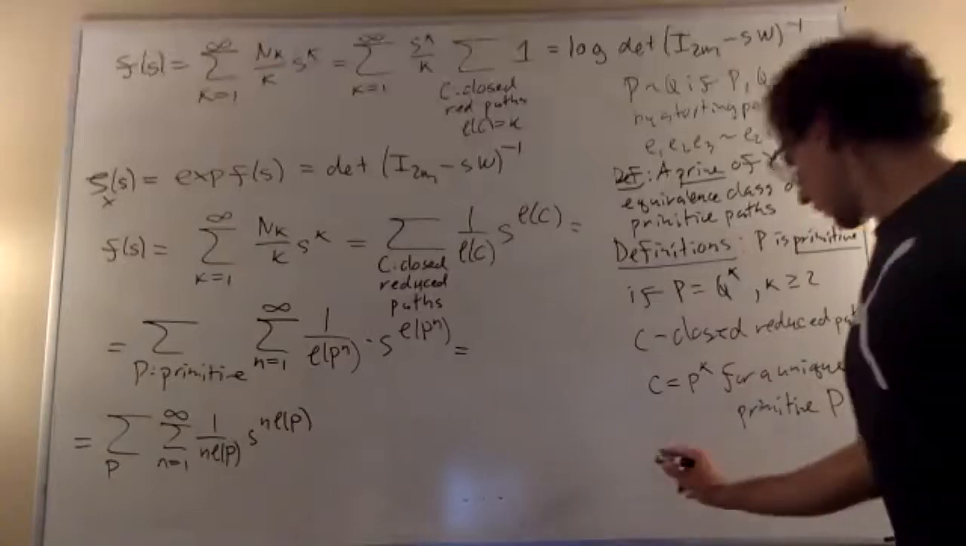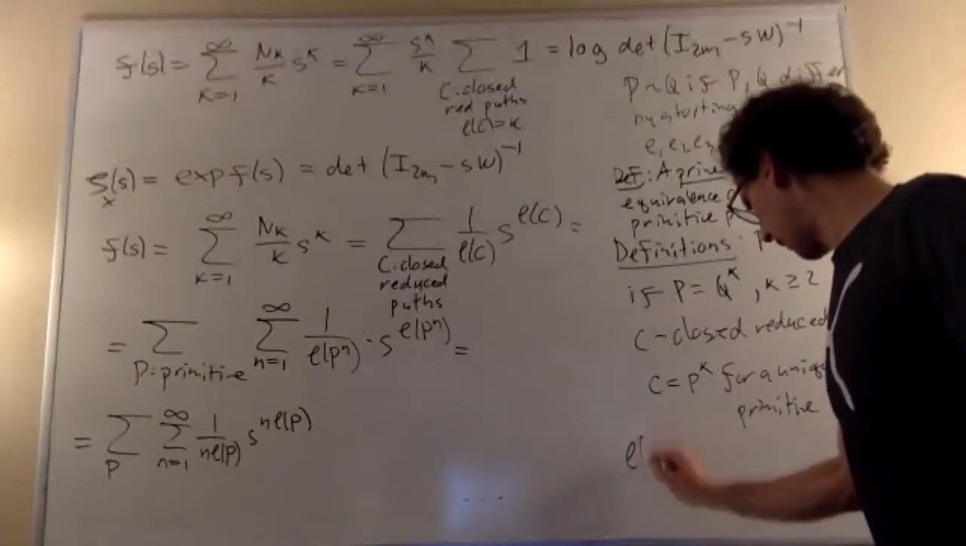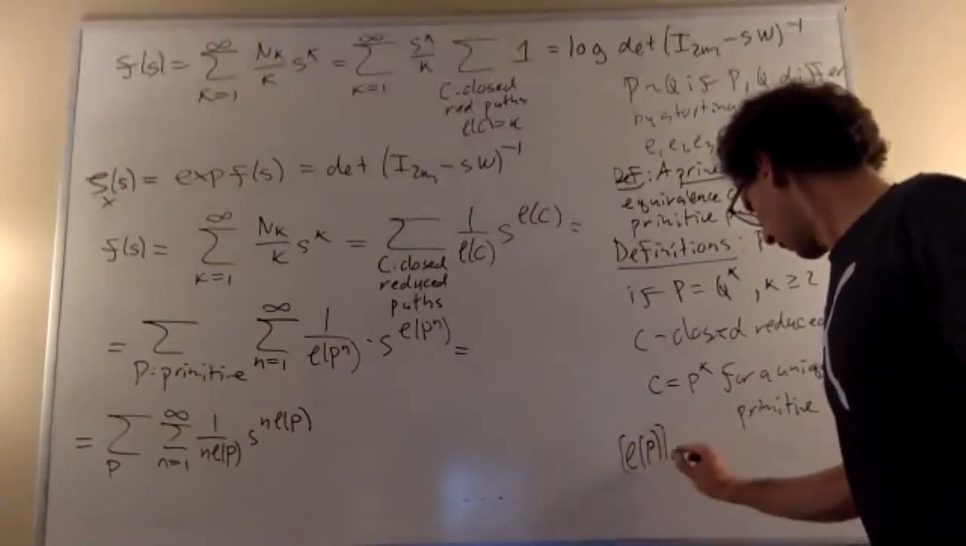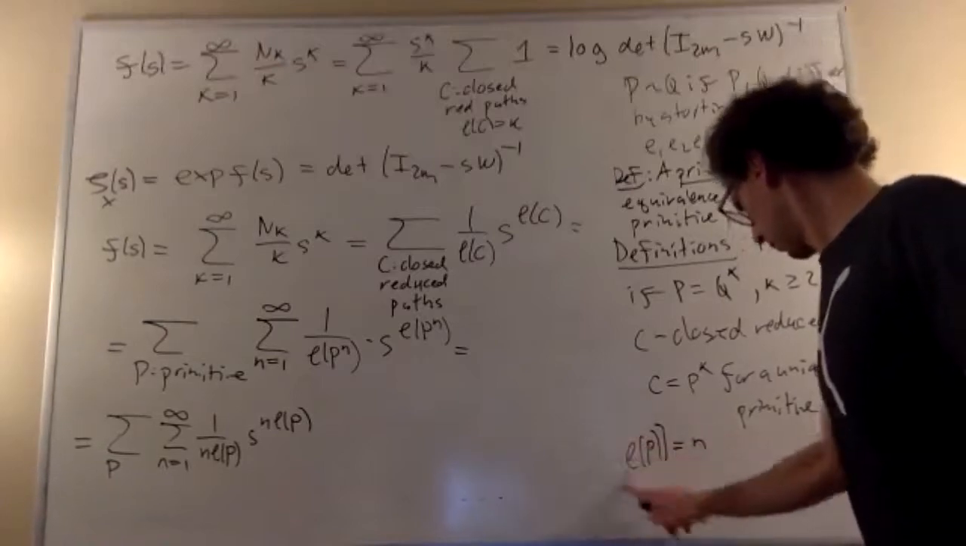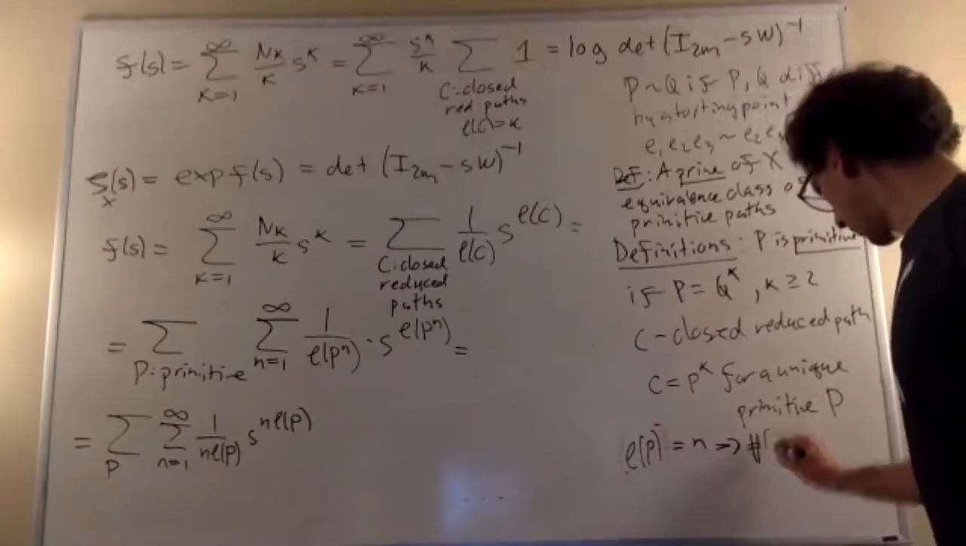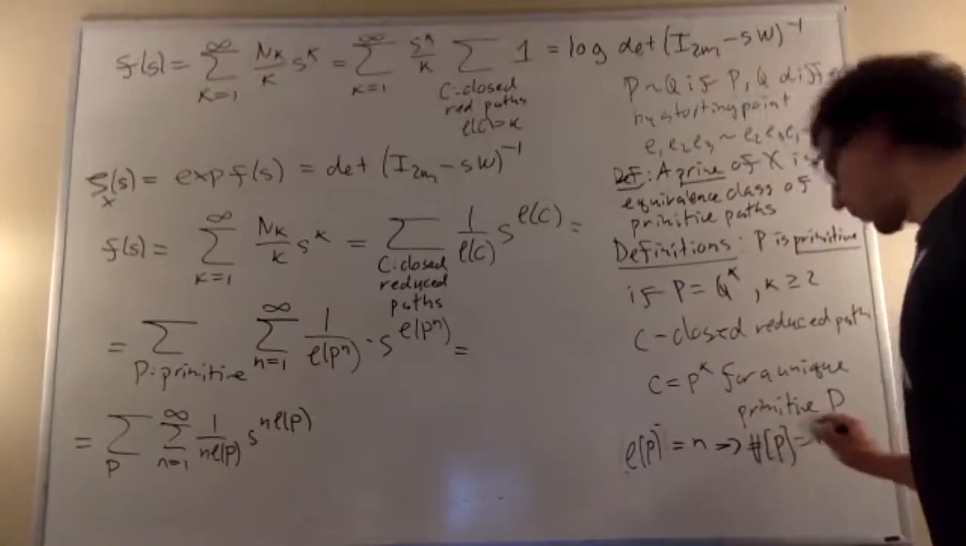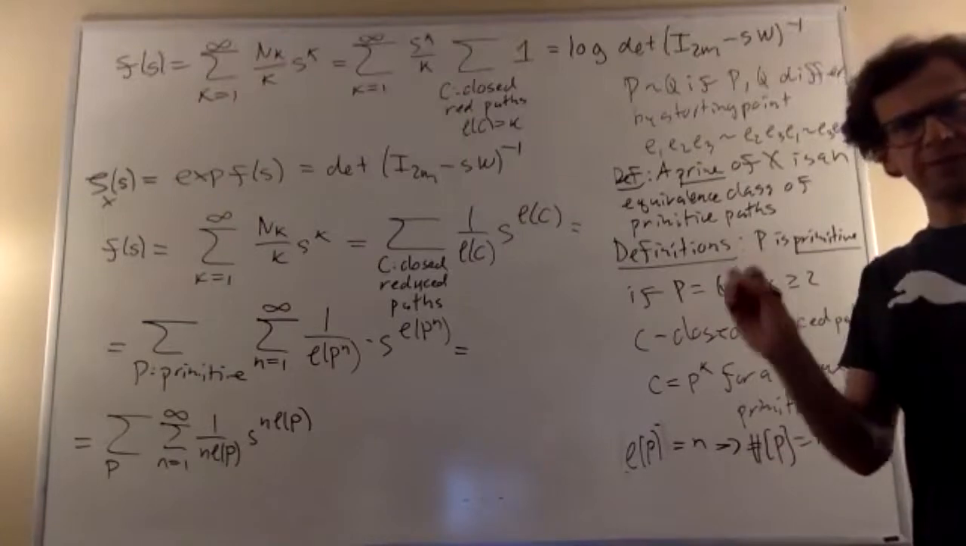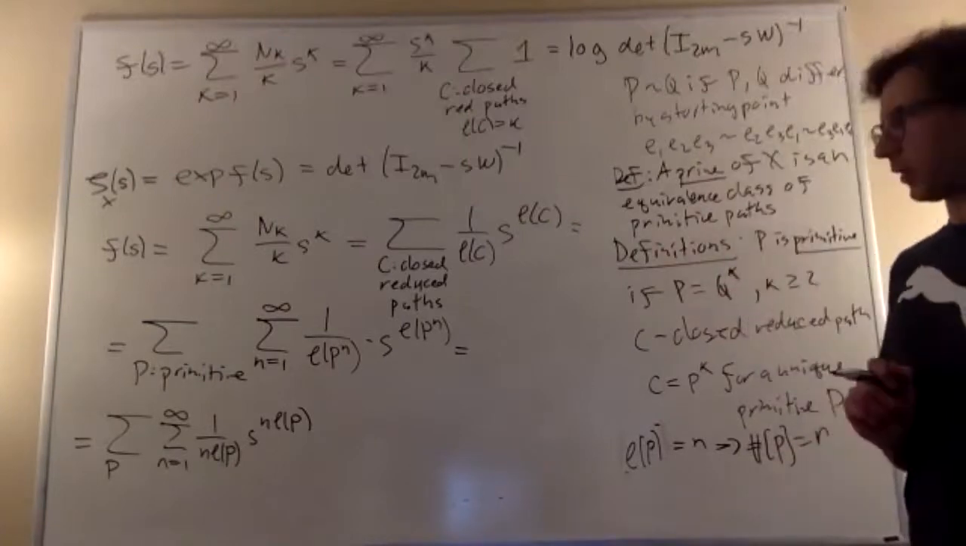So what are the numbers? If the length of a path P is n, then the number of elements in the equivalence class of P is also n. Okay, they have n different points that I could start with.